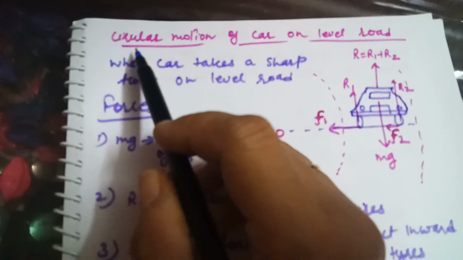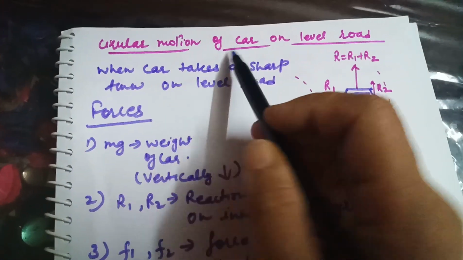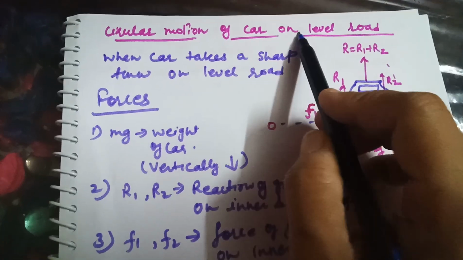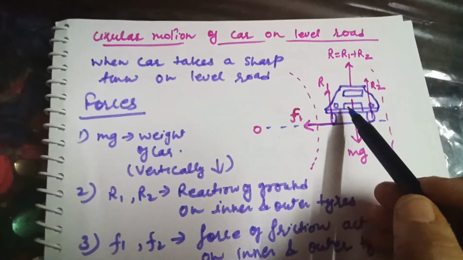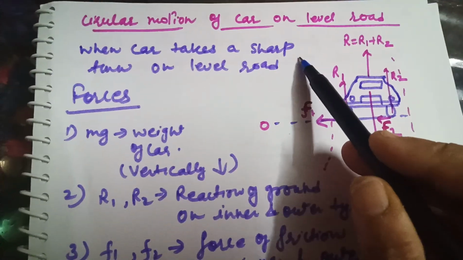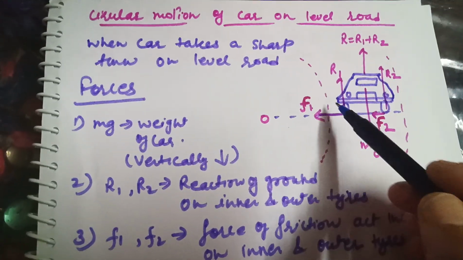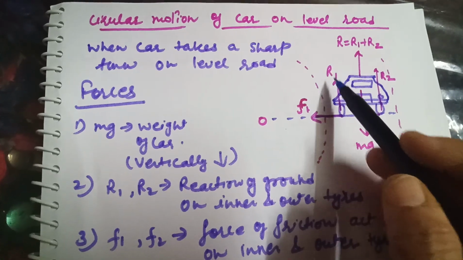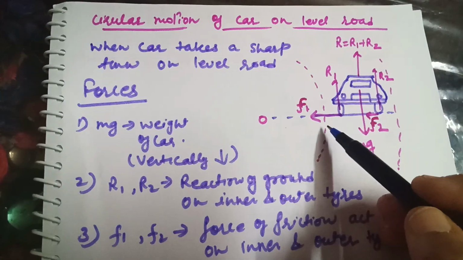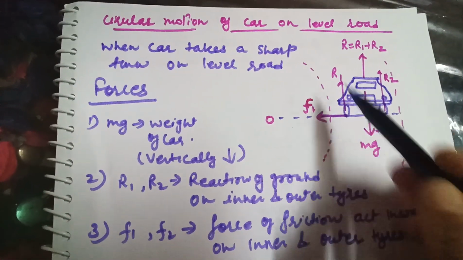Now here I am going to take an application of circular motion, that is the circular motion of a car on a level road. Here I have drawn the diagram for this. This is the circular path where the car takes a turn, because whenever we take a sharp turn on the road, the path covered during the sharp turn will be a circular path.